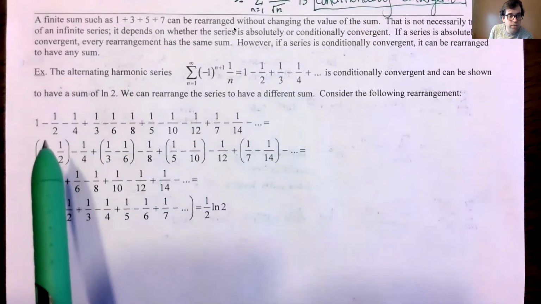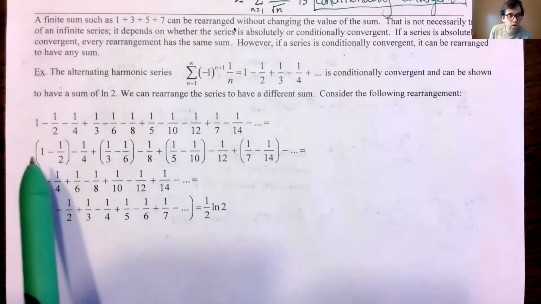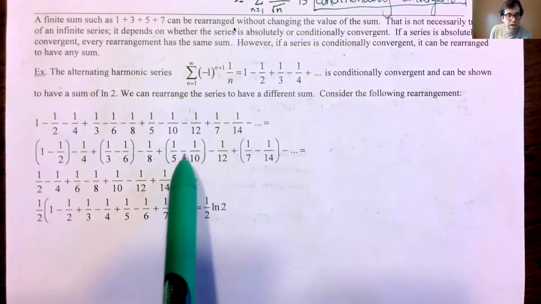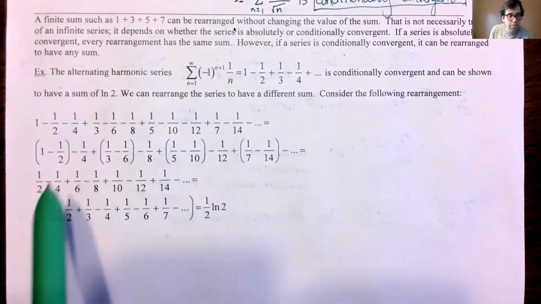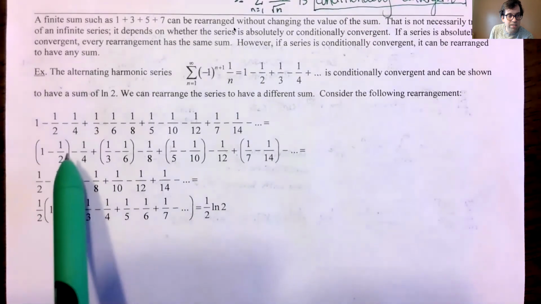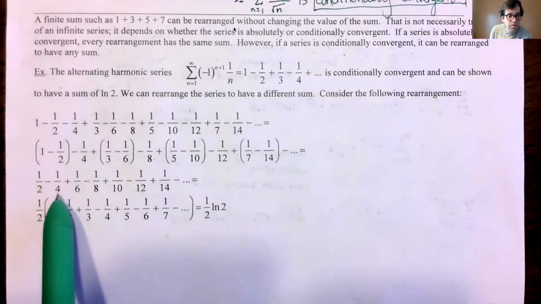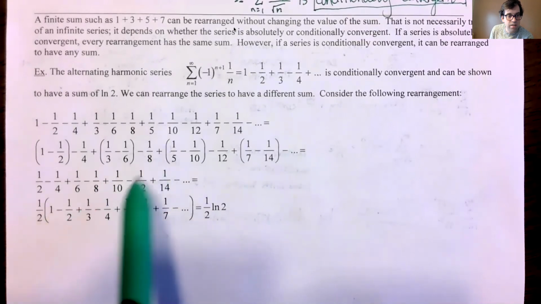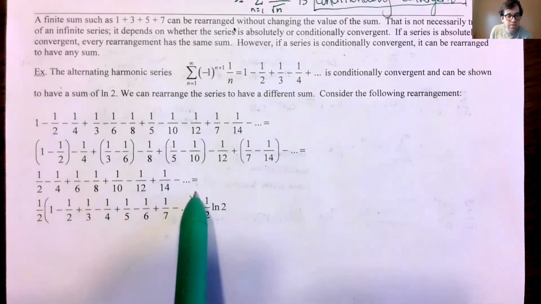And we're going to group some of these terms together. 1 minus 1/2, 1/3 minus 1/6, 1/5 minus 1/10. So every odd denominator, and then we double that and subtract it. And we end up with this variation of really the same sum, right? So 1 minus 1/2 is 1/2. The minus 1/4 stays there. 1/3 minus 1/6 is 1/6. The minus 1/8 stays there. 1/5 minus a 10th is a 10th, etc.